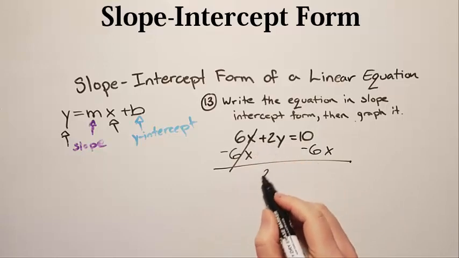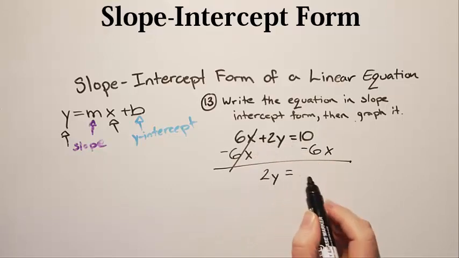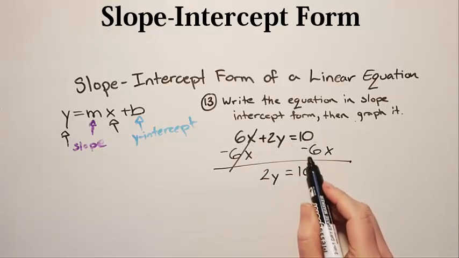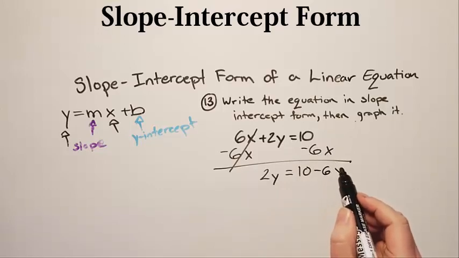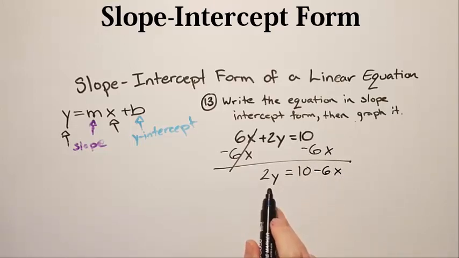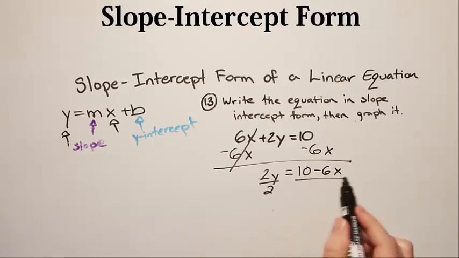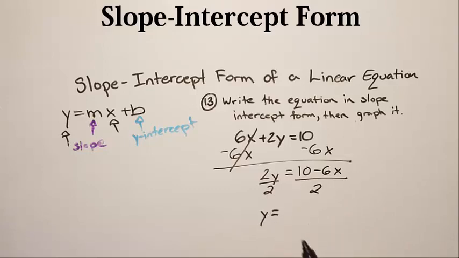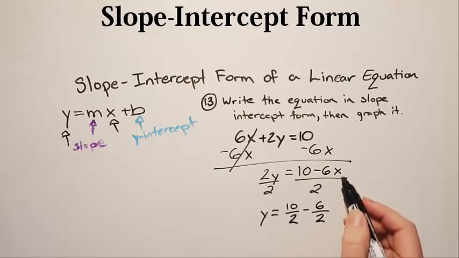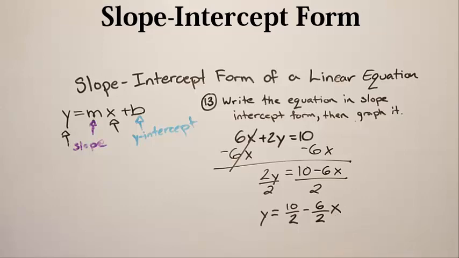It's zeroed out, so I'm left with 2y equals 10 minus 6x. The y needs to be completely by itself. So I'm going to divide everything by 2. Everything gets divided by 2. So y equals everything divided by 2. So this 10 was divided by 2, and this negative 6 was divided by 2. The x just kind of tagged along.